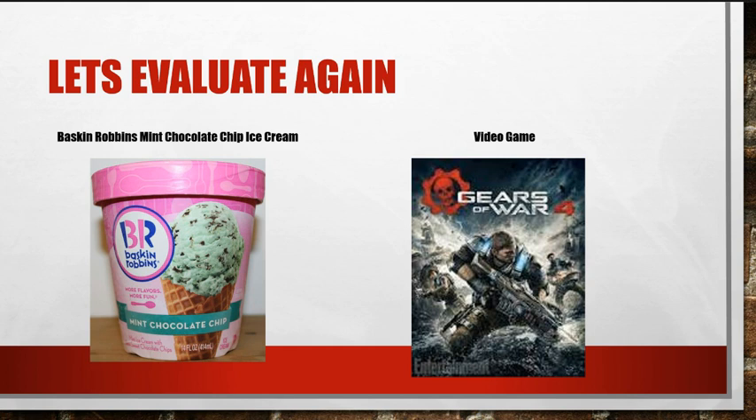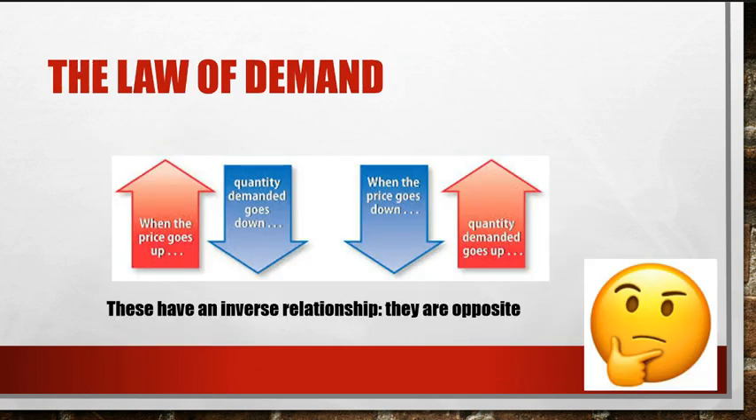Let's get into the law of demand too. The law of demand basically says when price goes up, the quantity demanded goes down. And when price goes down, quantity demanded goes up. So they're an inverse relationship, which simply means that they're opposite. So let's think about it. If something became more expensive, would you buy more of it or would you buy less of it? Chances are you're going to buy less of it, so it fits with what we have going on the left.